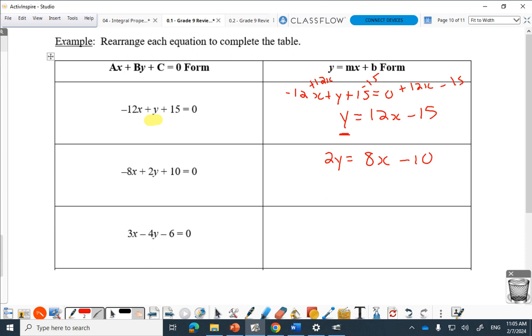Is it done? No, it's not y equals. It's 2y equals. Does that matter? Oh, it really matters. So how do I get rid of that 2?